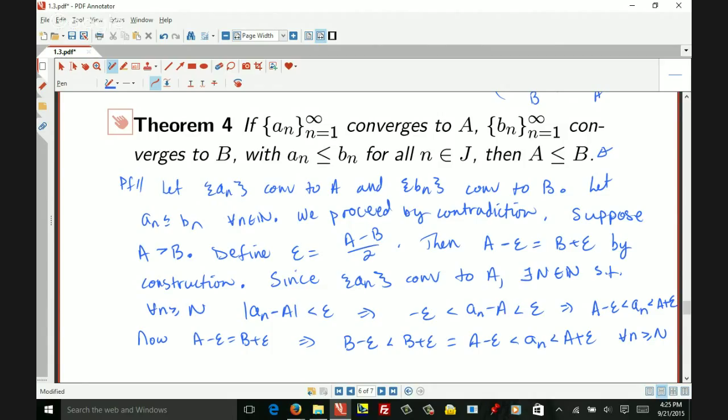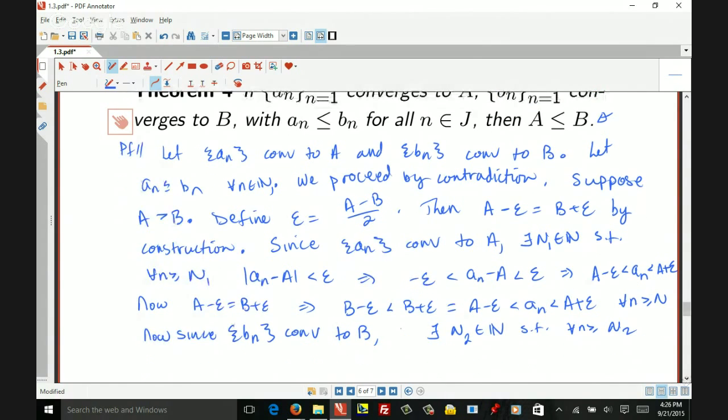Now, tell me about the b_n terms. b_n is converging to b, right? There exists an N2. I better call this N up here an N1. My ones and my commas look very much the same. Sorry about that, guys. There exists an N2 in the naturals such that for all n greater than or equal to N2, we have |b_n minus b| is less than epsilon, or b minus epsilon is less than b_n is less than b plus epsilon.